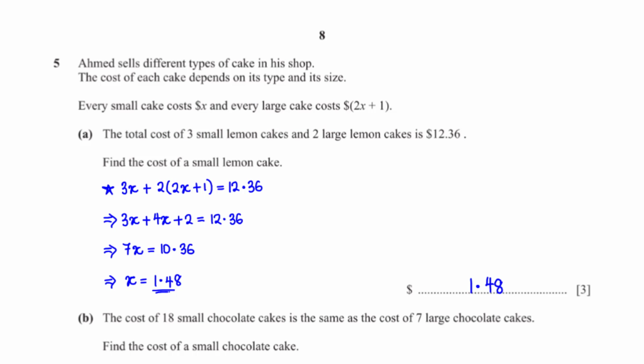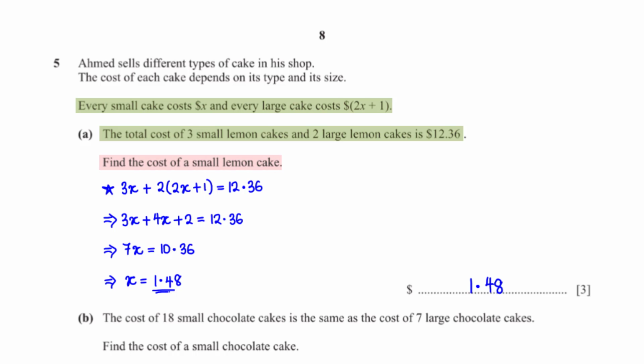Ahmed sells different types of cake in his shop. The cost of each cake depends on its type and its size. Every small cake costs x dollars and every large cake costs 2x plus $1. The total cost of 3 small lemon cakes and 2 large lemon cakes is $12.36. Find the cost of a small lemon cake.